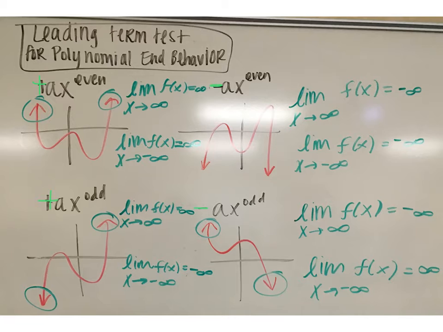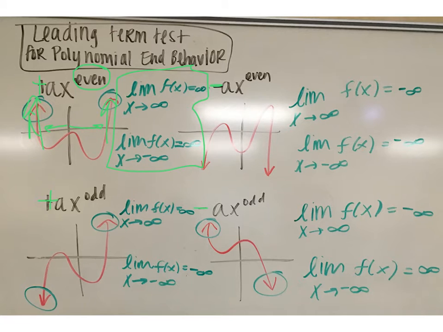So what leading term test says is if I have a function and the leading term is positive and I have an even exponent, my end behavior will always look something like this. Which means the limit as x approaches infinity of my function is going up to positive infinity, and as x approaches negative infinity, it's also moving upward to positive infinity. That's where these statements are coming from.